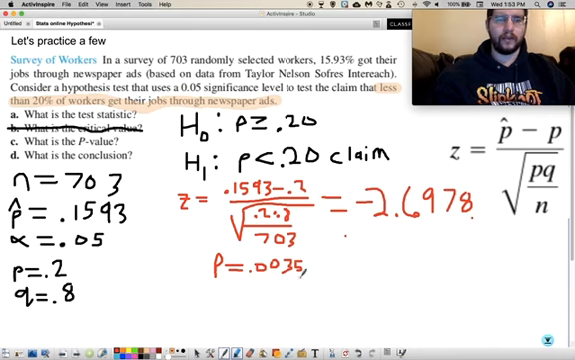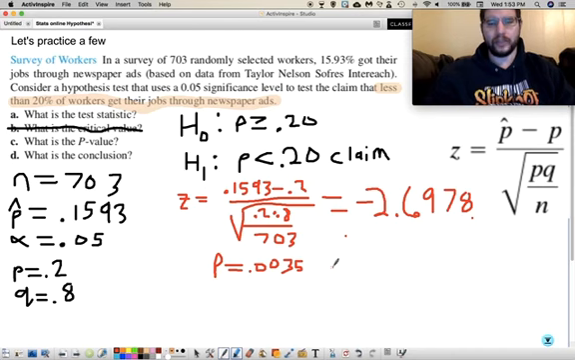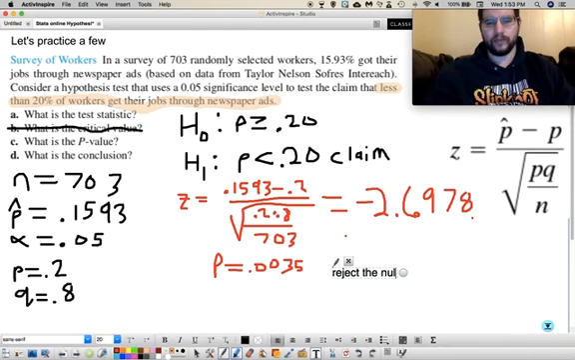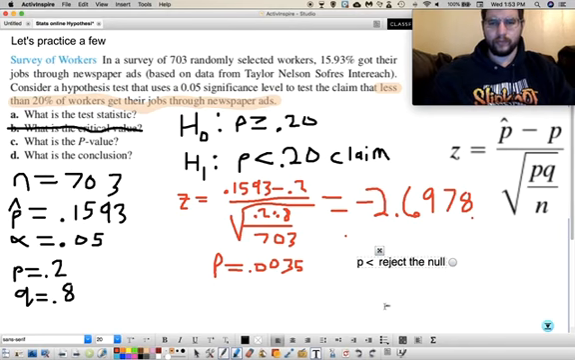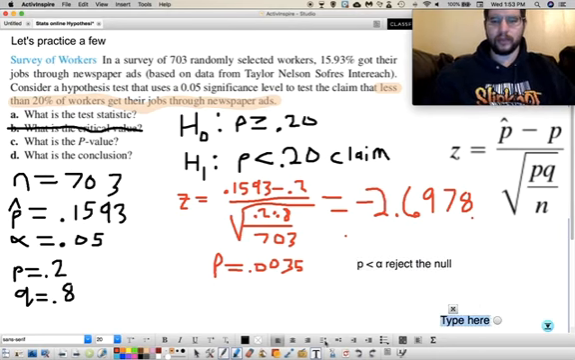Now, let's get our conclusion. Alpha's over here, P's over there. 0.003 is definitely less than 0.05, so P is less than alpha, we reject the null. P is less than alpha, so we reject the null.